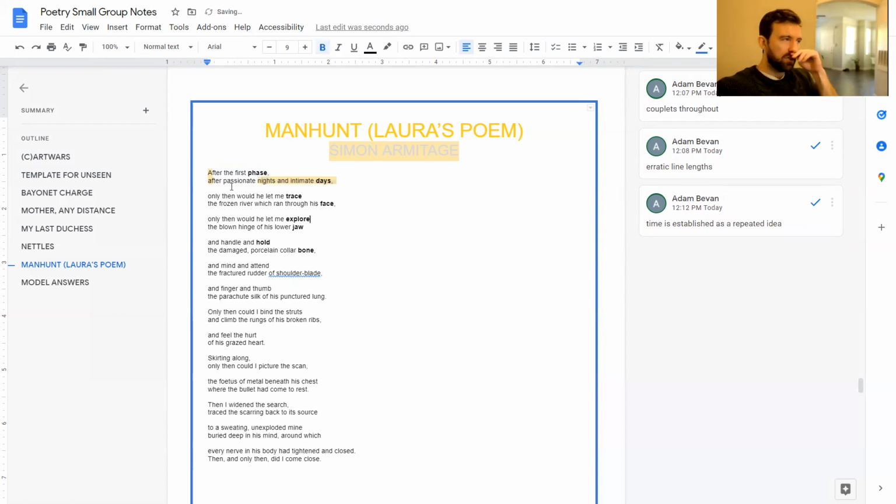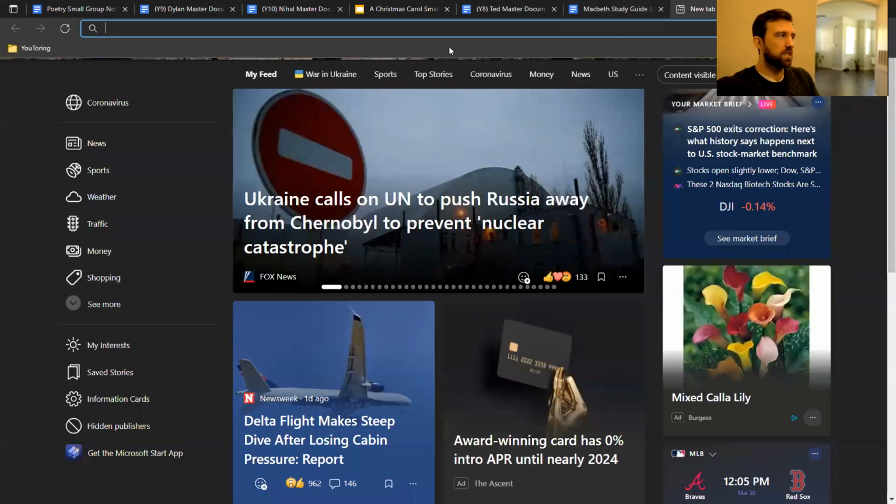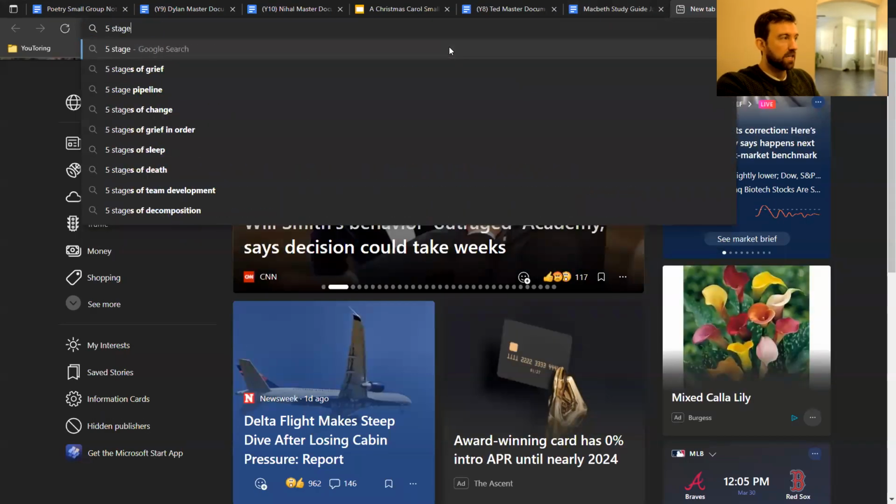And we know that this is probably a couple, a married couple. The soldier, the man, has just come back from war. And I suppose something that would be useful, you wouldn't have this in an unseen poetry thing, I admit that, but just to help you with this a little bit more, you've got the 5 stages of grief.